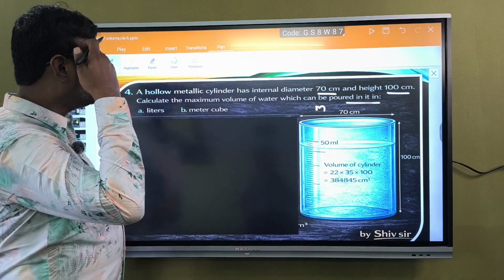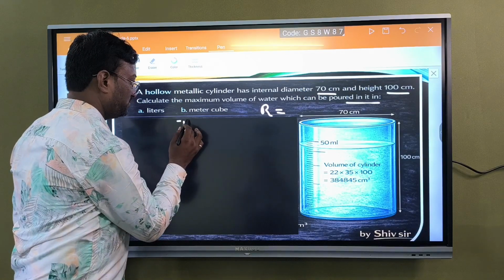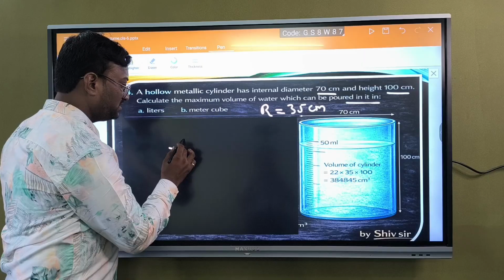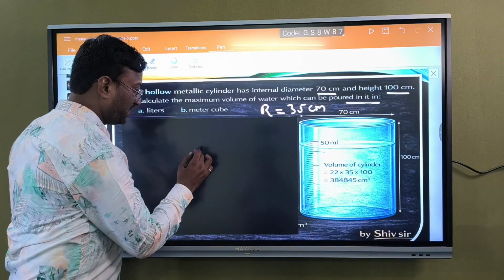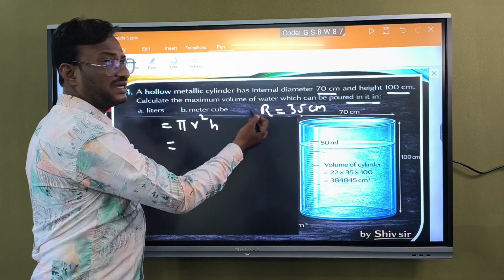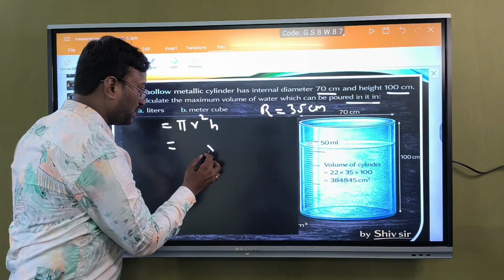Then what are we going to do? The formula is pi r square h. Pi r square into h. The value of pi is 22 by 7, into the radius, which is half of the diameter, that is 35. r square means 35 into 35.